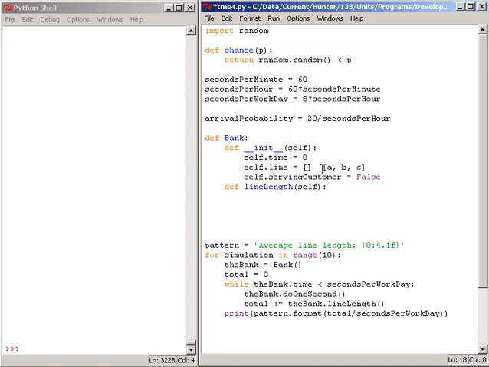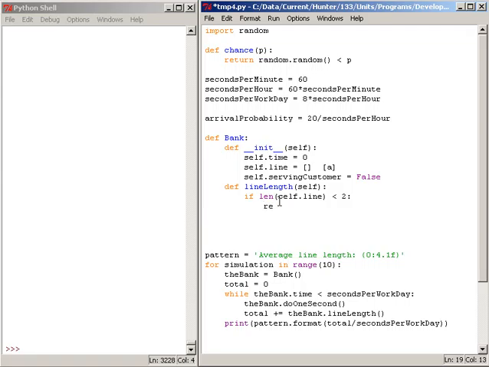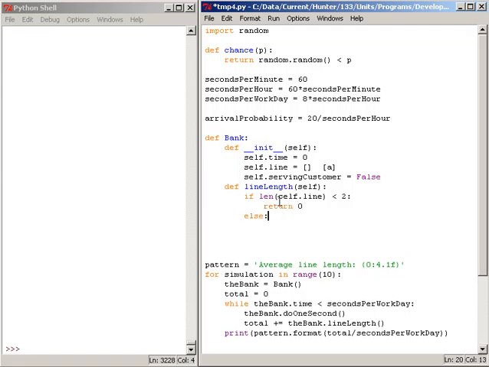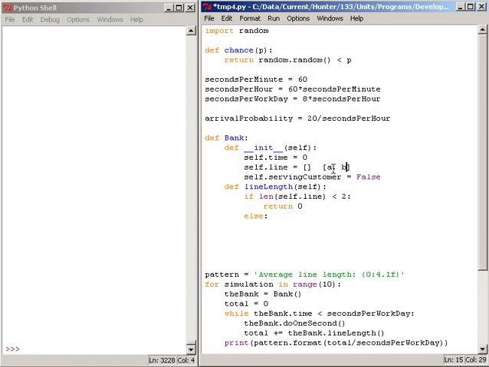So if this list contains 0 customers, no one is waiting in line. But if it contains 1 customer, this customer is being served by the teller, and again, no one is waiting. If the length of the list that we're calling line is 0 or 1, that is, if it's less than 2, no one is waiting. If there are 2 or more customers in the line, then all except the first is really waiting. We get the complete number of customers in line, subtract 1 for the first who's not really waiting, and what's left, in our case 2, is the number who are actually waiting.